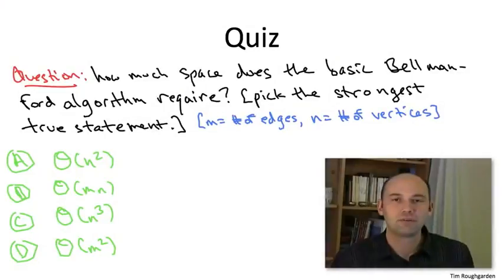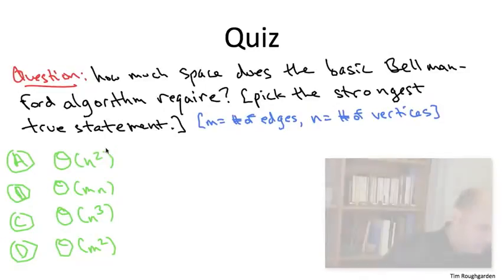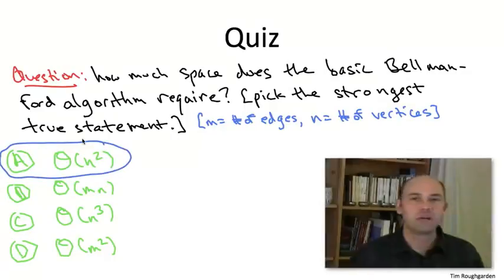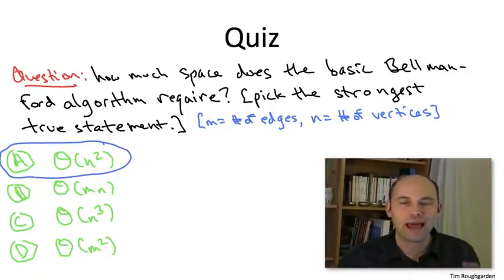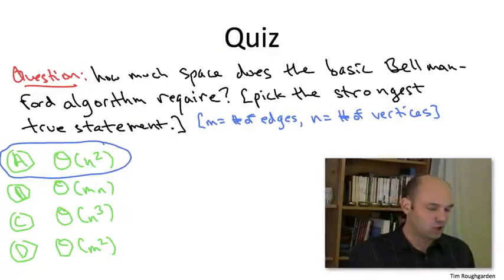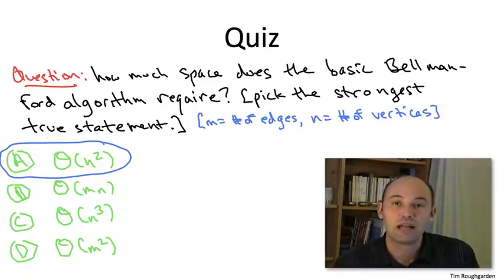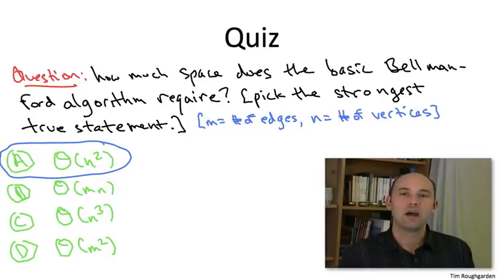Alright, so the correct answer here is the first one, A. The space required by the basic Bellman-Ford algorithm is quadratic in the number of vertices. It's theta of n squared. Why? Well, the space is dominated by the 2D array that we fill in, and there's only a constant amount of space per subproblem, and there's n squared subproblems. Remember, one index is the budget on how many edges we're allowed to use. i ranges from 0 to n minus 1, and then the other index is just the destination, and there's n of those.